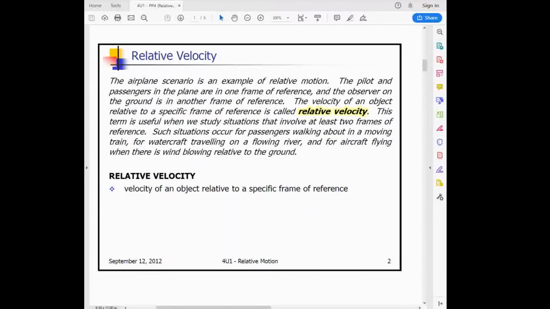Now, I'd like you to copy down the definition of relative velocity. You may want to pause in order to do that now.